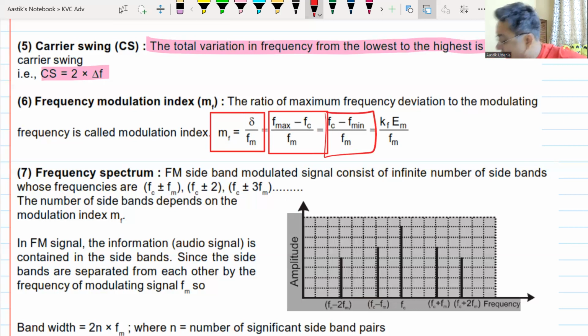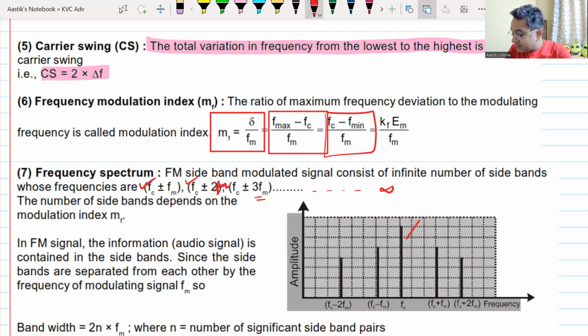Then this frequency spectrum, this is the carrier frequency, and this frequency spectrum actually consists of infinite number of frequencies. The first band is FC plus or minus FM. The second band will be FC plus or minus 2 times FM. Then the third one will be FC plus or minus 3 times FM, 4 times FM, 5 times FM, and so on. Do we understand this? It consists of infinite numbers.